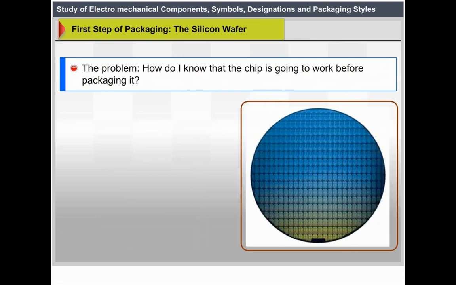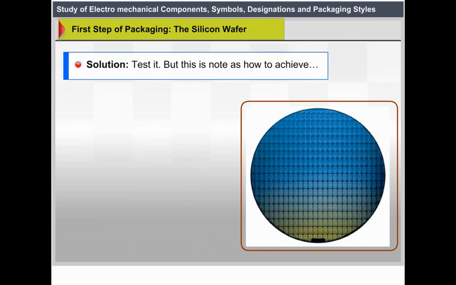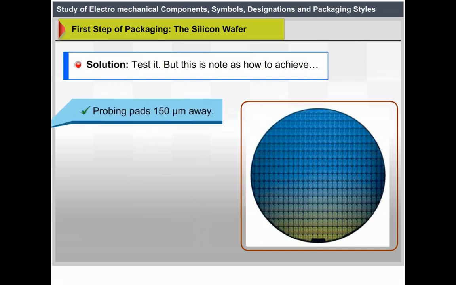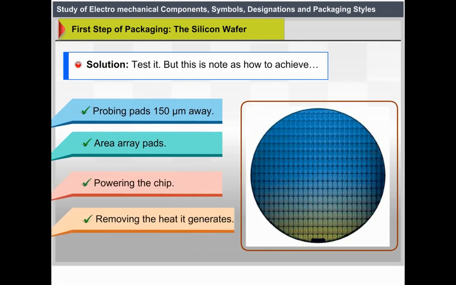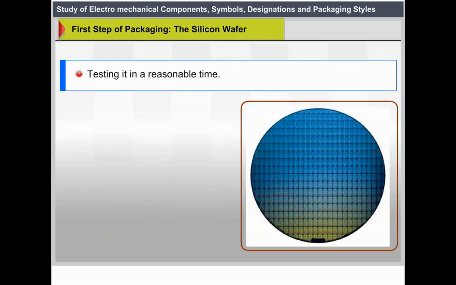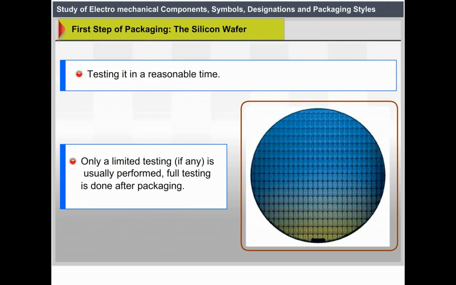The problem: how do I know that the chip is going to work before packaging it? Solution: test it. But this is a note as how to achieve it. Probing pads 150 micrometer away, area array pads, powering the chip, removing the heat it generates. Testing it in a reasonable time. Only a limited testing, if any, is usually performed. Full testing is done after the packaging.